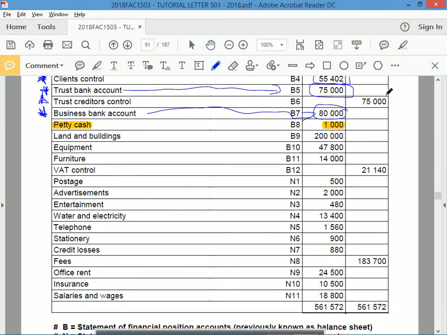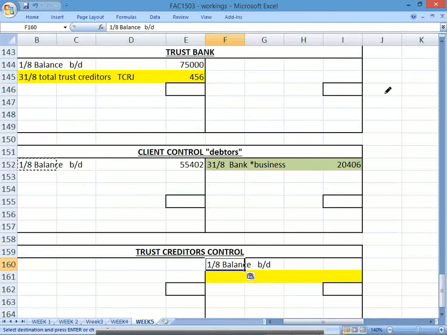Trust creditors, there's the balance. It's also 75. Okay, that's good. Why? Because the trust credit is what you owe them, and the trust bank account is what you have in the account. That's theory. There's more theory in the next chapter. We'll look at it later, but I'll mention it now. What you owe them is what you've got from them. You do have to pay them back if you don't use all of the money. Yeah, but it must balance. That's the key. So you have to have the same amounts there.